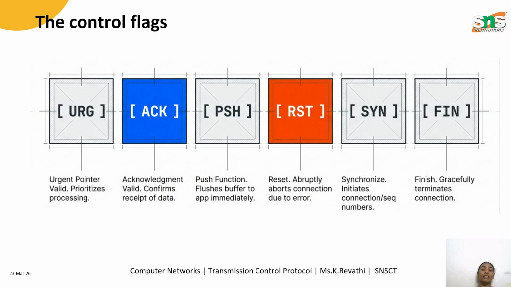And next is window size, used for flow control. It tells the sender how much data the receiver can accept. The next field is checksum, used for error detection and correction. It ensures data integrity.